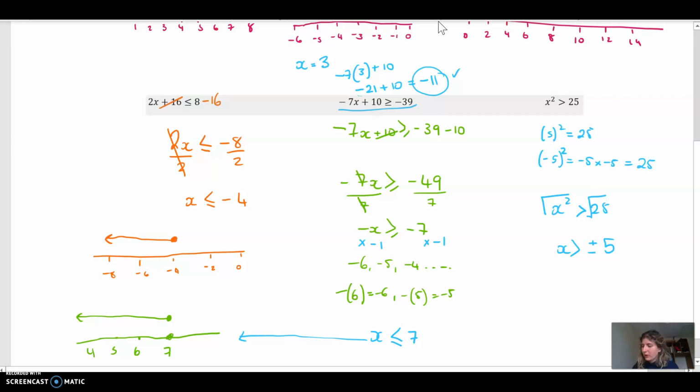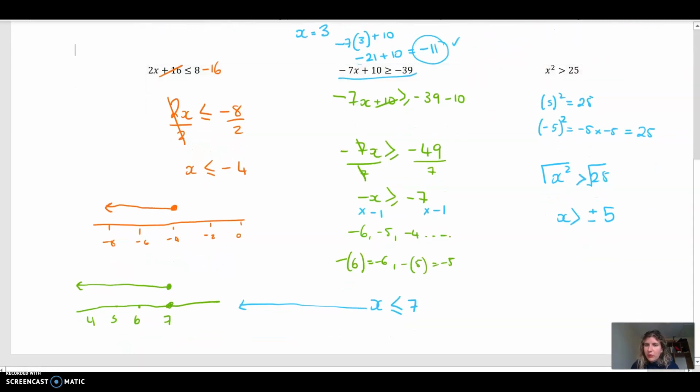Now, how this works with an inequality, in this case, we're looking for where x squared is bigger than 25. So we know for the positive version of this, here's 5, here's 0, here's -5. We know that any value bigger than 5 is going to give us an answer, when squared, that's bigger than 25. For example, 6 squared is 36, so that's bigger than 25. So one of our answers is going to be anything that's bigger than +5.